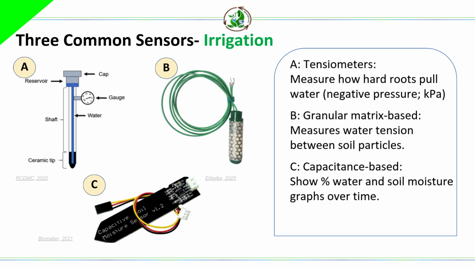A. Tensiometers measure how hard plant roots are pulling water from the soil. This is often called negative pressure, measured in kilopascals, kPa. It helps us understand how much effort plants need to access water.